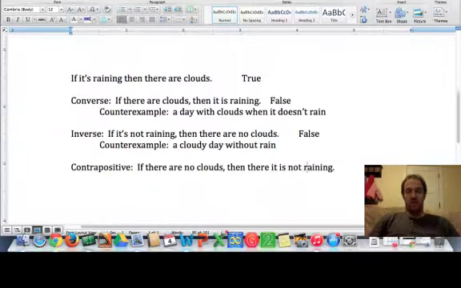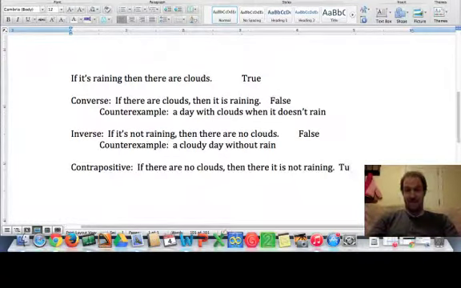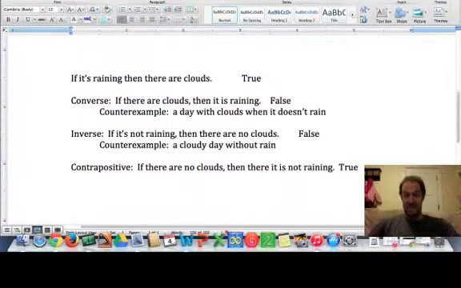Okay, so if there are no clouds, then it is not raining. You're thinking of all the days you can think of where there are no clouds in the sky at all. For all of those days where there are no clouds, is it also not raining? Yep, because rain comes from clouds. If there are no clouds, it can't be raining. Therefore, this one is true.